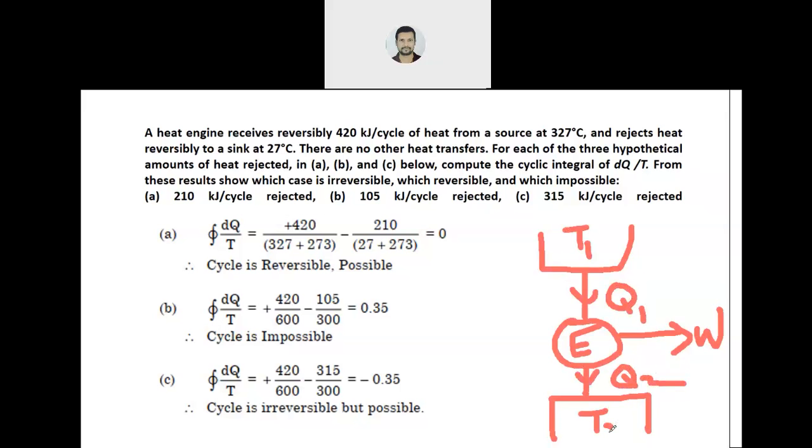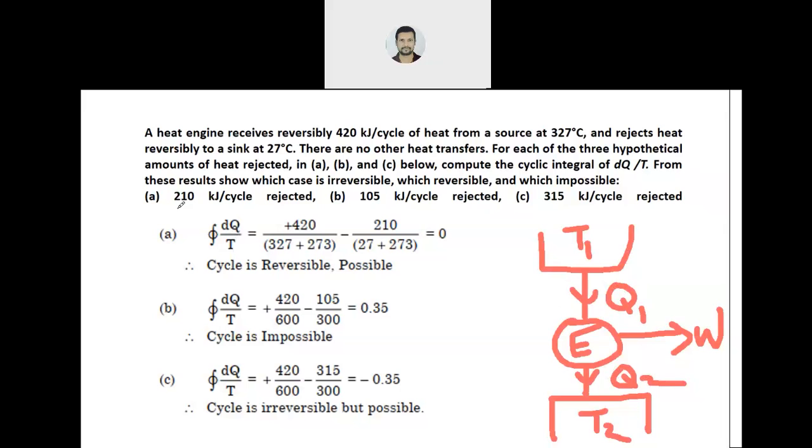So this is the diagram for the heat engine. You already know. This is T1, the source temperature. From here Q1 amount of heat is coming inside the heat engine. Then it is doing some amount of work and some amount of heat is rejected, which is Q2. This T2 is the sink. This is the diagram. Now you have to find the cyclic integral of dQ by T. So first for Q1, next for Q2.